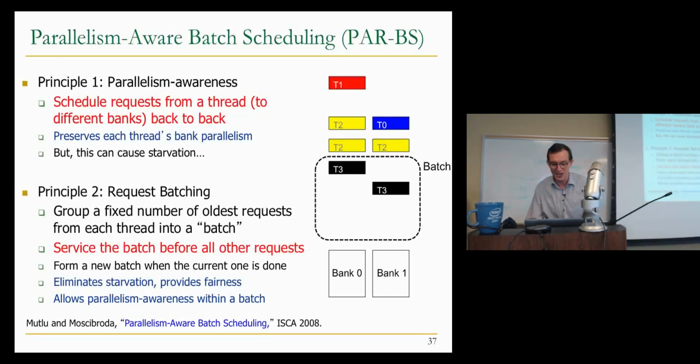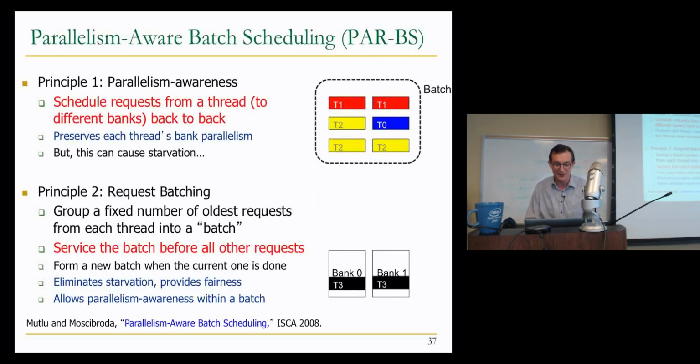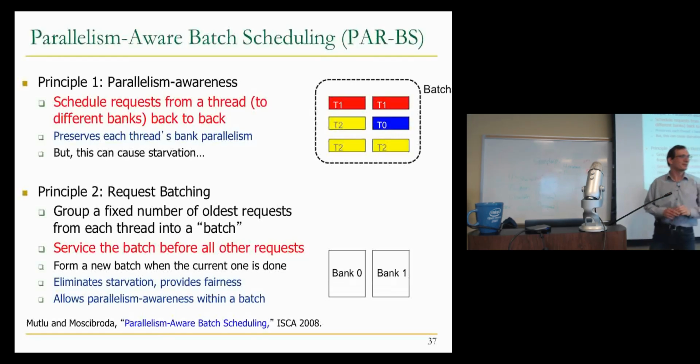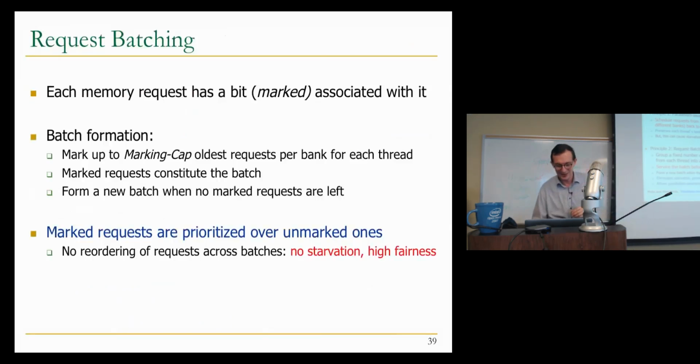And then thread 3's requests, thread 3 is the lowest ranked thread. They get completed. After that's done, the memory controller forms a new batch. And the reason this works is bank latencies are much longer. So requests get queued up, so you can form these batches. Does that make sense?